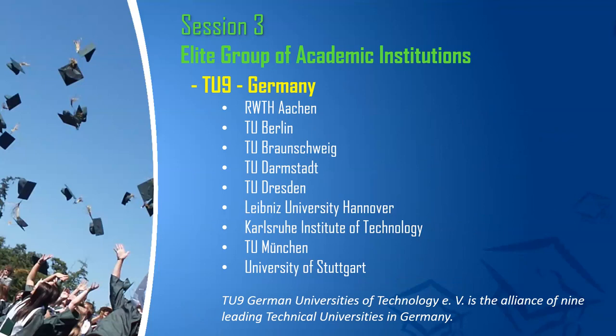In Germany, similarly, you have something called TU9. So 9 technical universities have come forward to create a group called TU9. They're very powerful, and they are also public research universities. Aachen, Berlin, Braunschweig, Darmstadt, Dresden, Hannover, Karlsruhe, München, and Stuttgart.